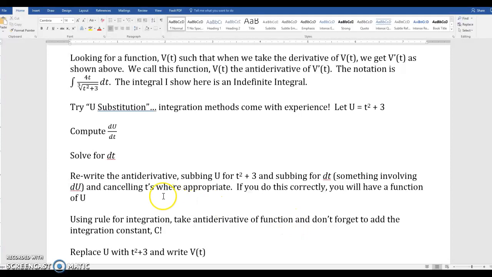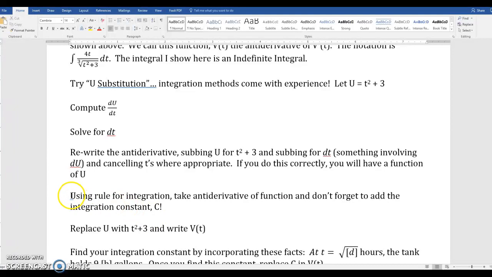And then once you have done that, I think you're going to see that there's a t in the numerator and a t in the denominator that can be canceled. So if you do all of this correctly, what you're going to be left with is an antiderivative. So you're going to have the integration symbol, and all of this will now be in terms of u. Okay?